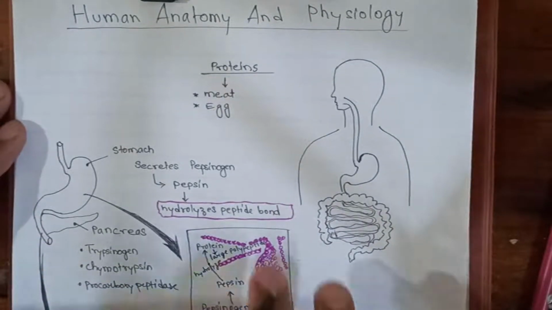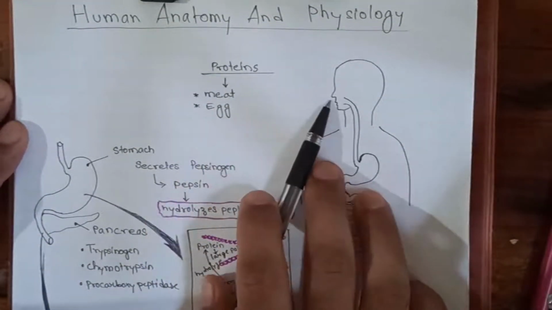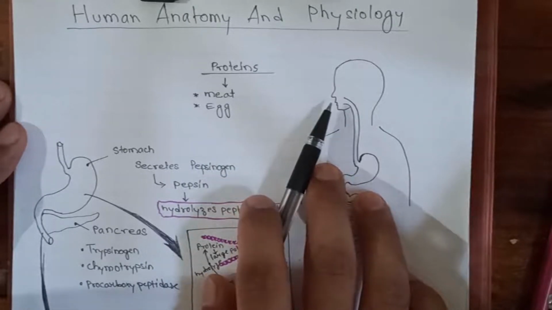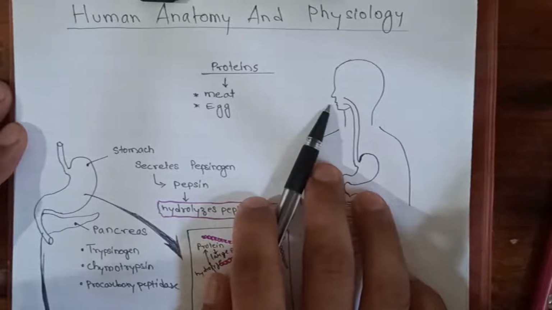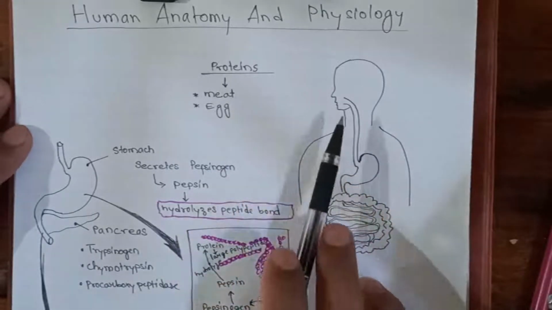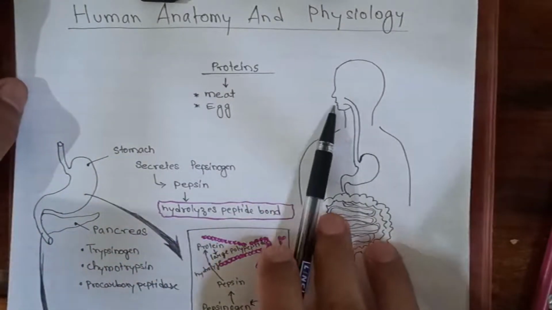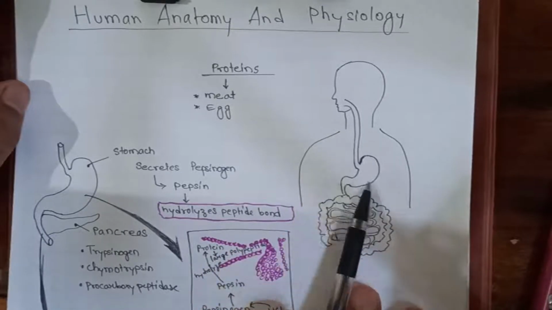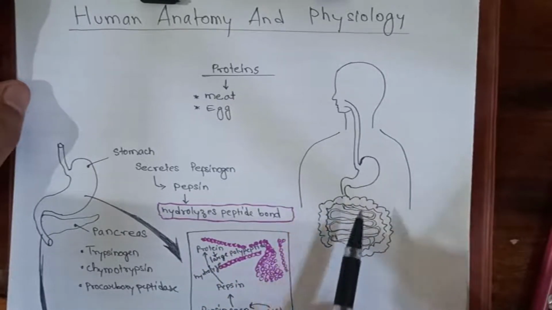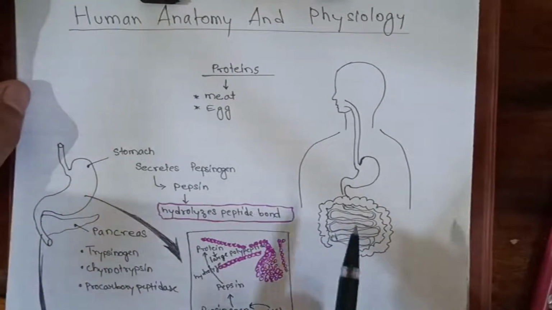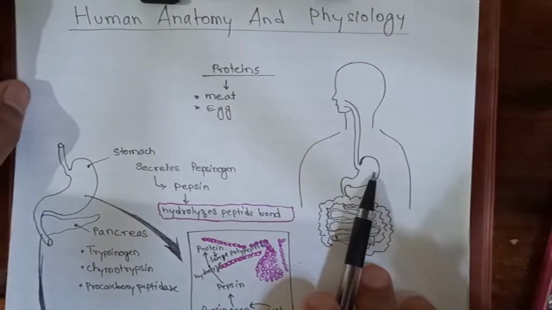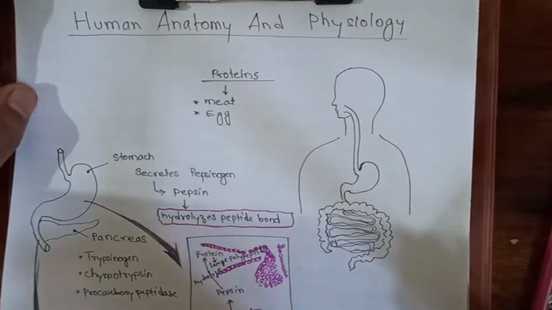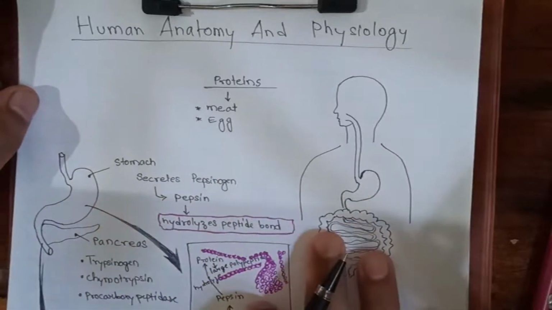So the digestion of the protein begins in the mouth. First, we chew the food by the process called mastication and break down the food. The food will make its way through the esophagus to the stomach, and the stomach is the place where the breakdown or hydrolysis of the protein takes place.